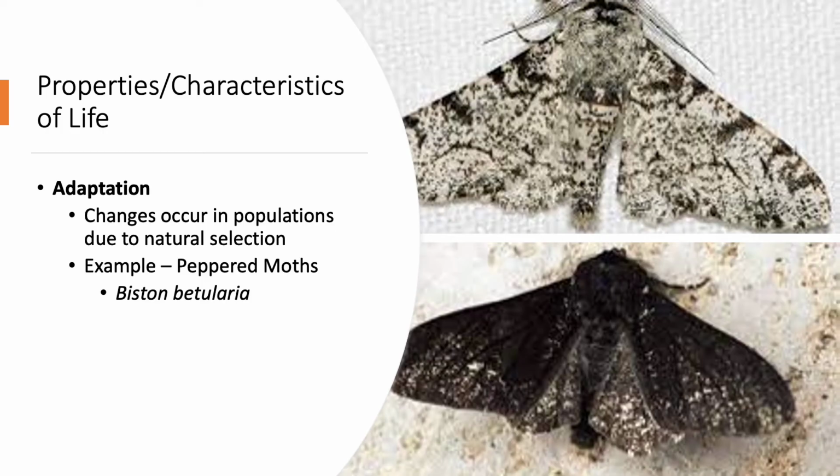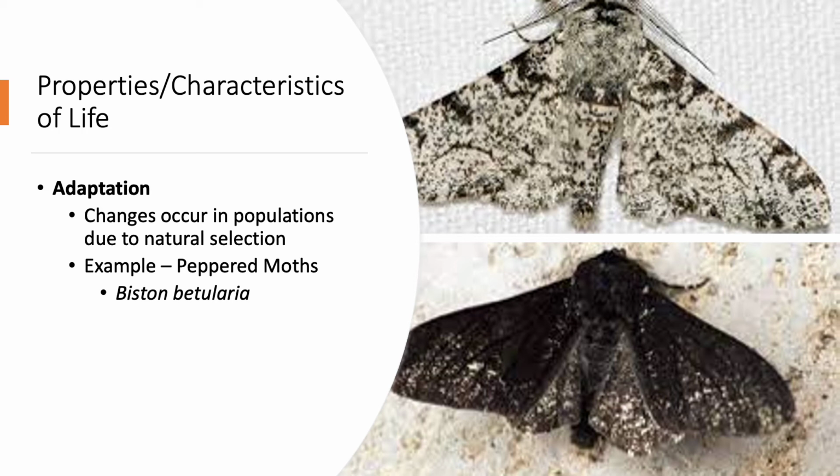This next characteristic, adaptation, is basically talking about a living organism's ability to change, as far as the entire population, based on pressures from the environment, or what we call natural selection, which we'll learn about more as we go through this semester. An example that I have here for you is called the peppered moth. The peppered moth would be the common name. Then I also have the scientific name written here for you.